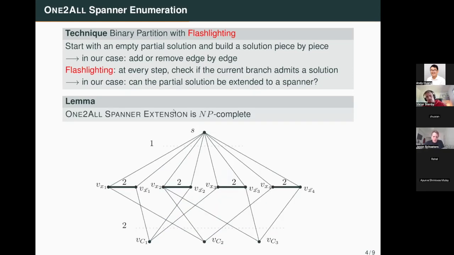So I give you a partial solution, which here is denoted by these bold edges, the thick edges. And we ask, can it be extended to a spanner with the remaining edges in our graph? And so this problem, we call it spanner extension. We show that this is NP-complete for the connectivity one-to-all. And we show this by a reduction from SAT.